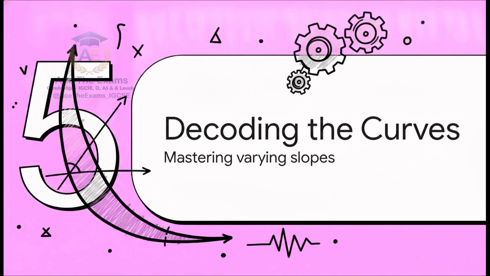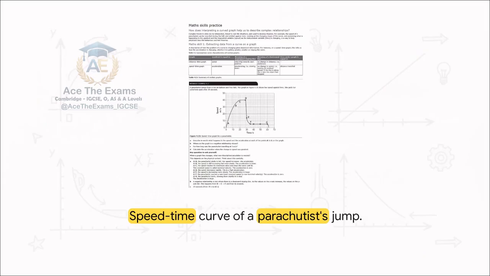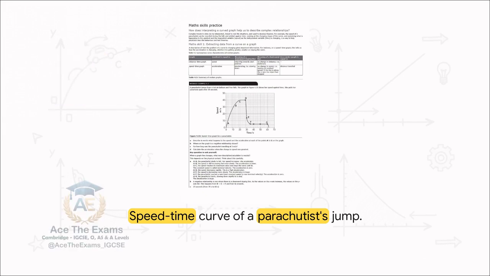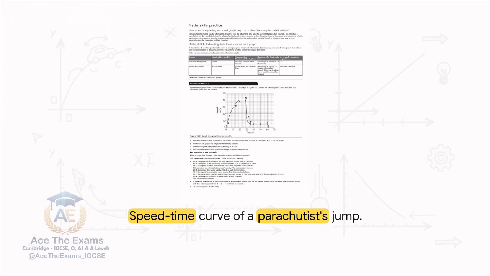Finally, let's dive into Section 5, Decoding the Curves, Mastering Changing Gradients, and the Concept of Terminal Velocity. Up until now, we've dealt with straight lines. But tracking a parachutist's entire journey, from jumping out of the balloon to landing safely on the ground, creates a beautifully complex curve.